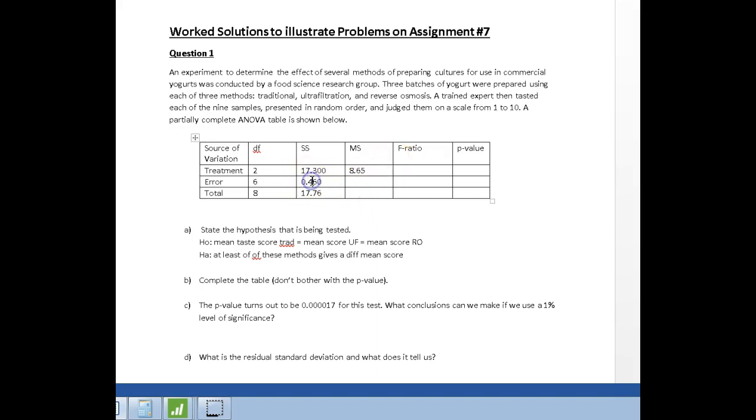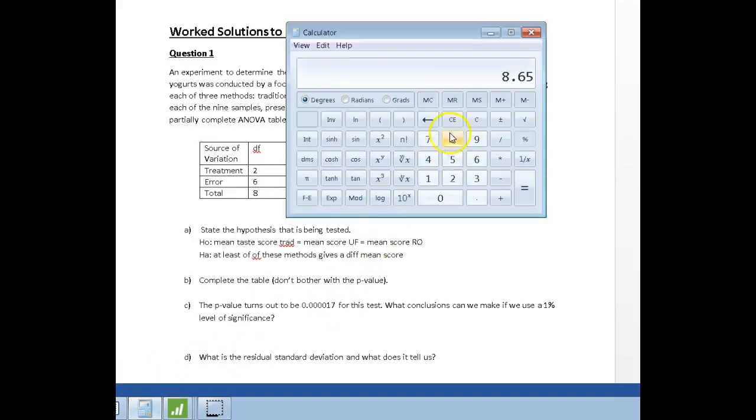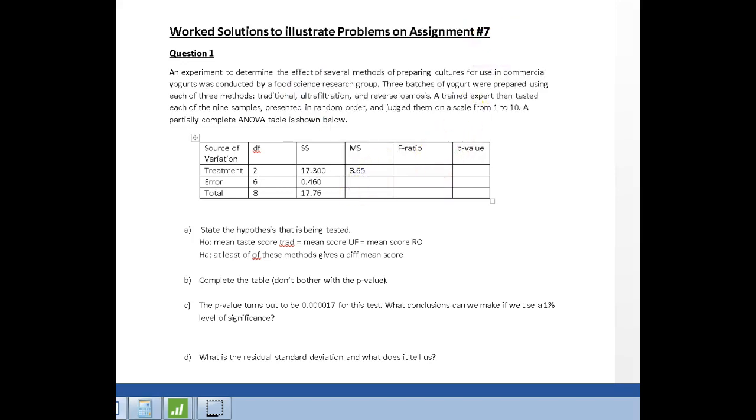And the next one is the SSE divided by its degrees of freedom. So 0.46 divided by 6 degrees of freedom gives me 0.0766, whatever.